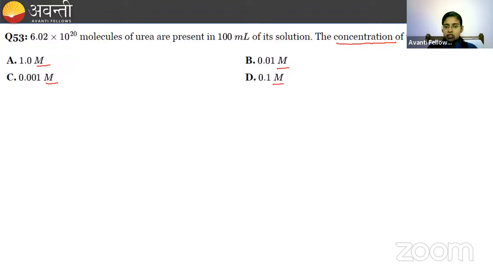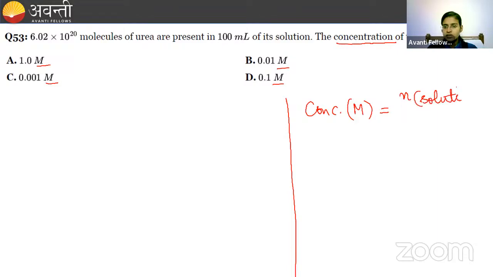So what is the formula for molarity? Concentration in terms of molarity is equal to number of moles of solute divided by volume of solution in liter. Okay. So now we have to check whether we have the required terms in the question or not. So in the question we have 6.02 into 10 to the power 20 molecules of urea. So it is the number of molecules of urea.